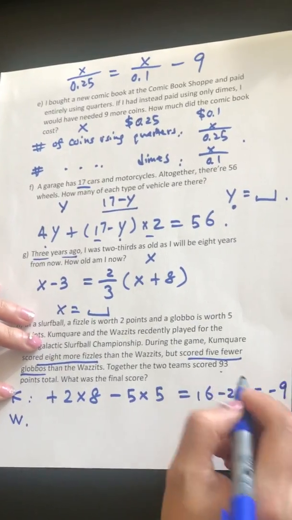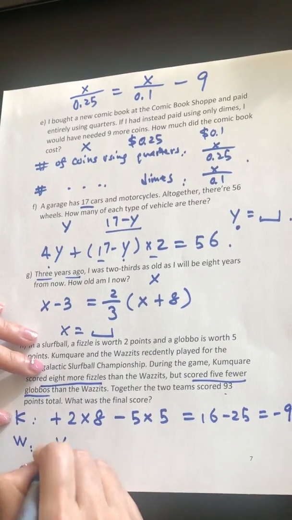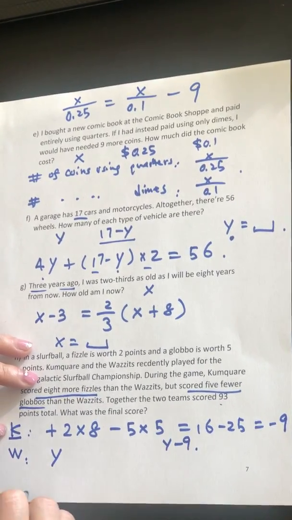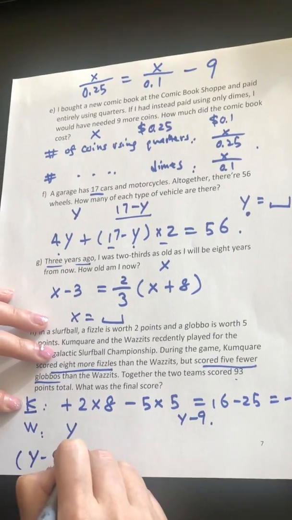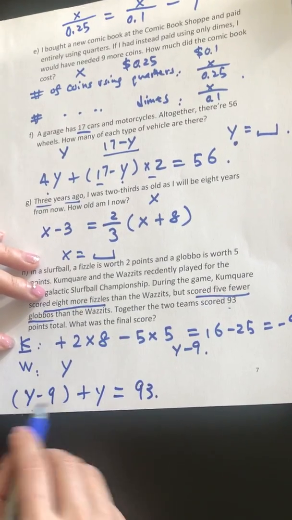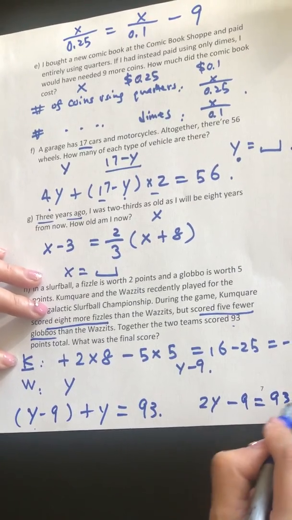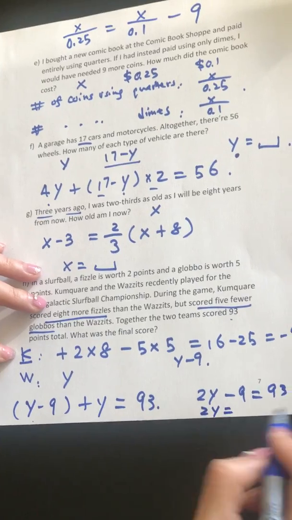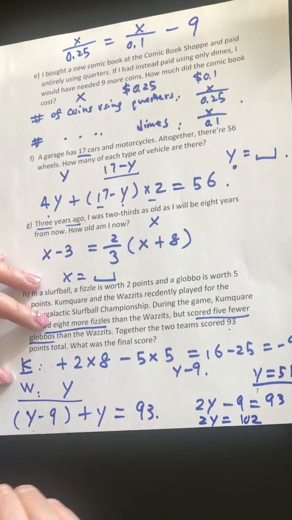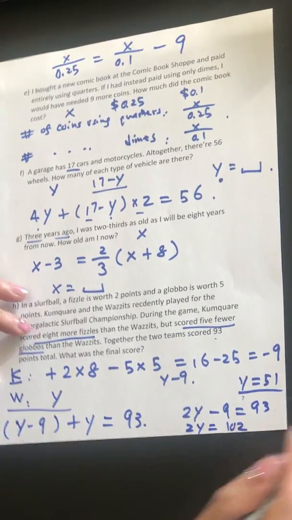If we assume team W has an unknown number of Y points, team K would be Y minus 9. So the total of the 2 teams equals 93 points. We collect the terms: 2y minus 9 equals 93. We add 9 to each side, that gives you 2y equals 102. Then y equals 51. So team W has 51 points. 93 minus 51 gives you the points for team K.